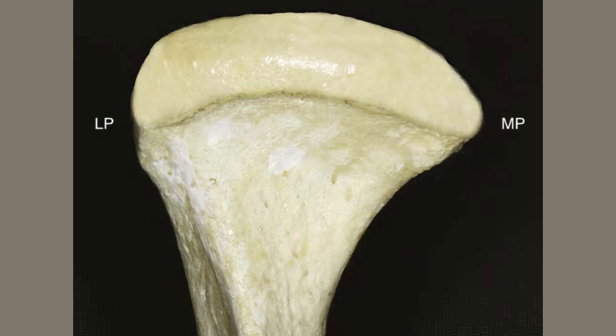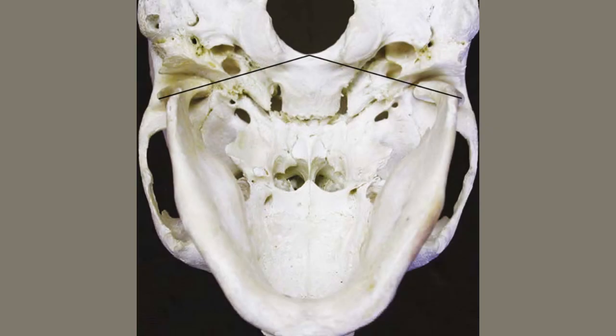From the anterior view, it has a medial and a lateral projection called poles. The medial pole is generally more prominent than the lateral. From above, a line drawn through the centers of the poles of the condyle will usually extend medially and posteriorly toward the anterior border of the foramen magnum.